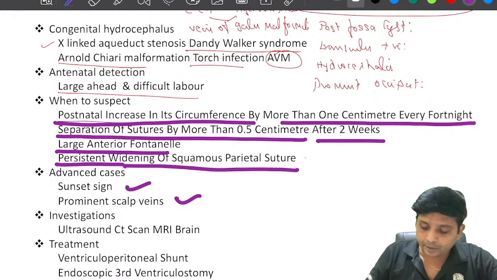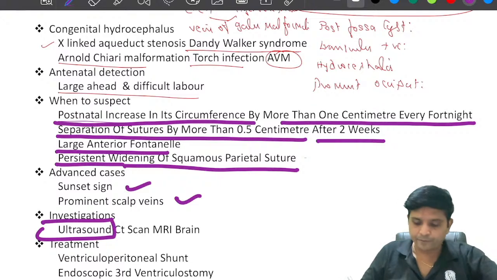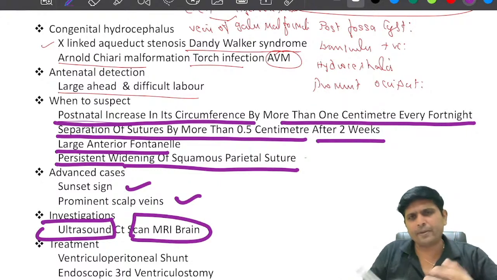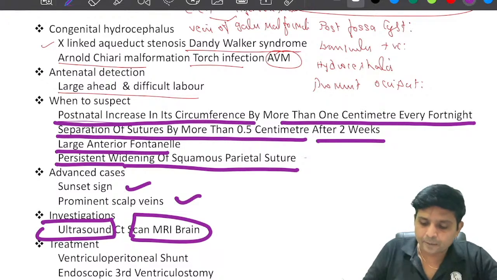Investigations, MRI. See, ultrasound can be taken if there is an open AF. MRI brain can be taken to define the pathology. So what happens in congenital aqueductal stenosis?